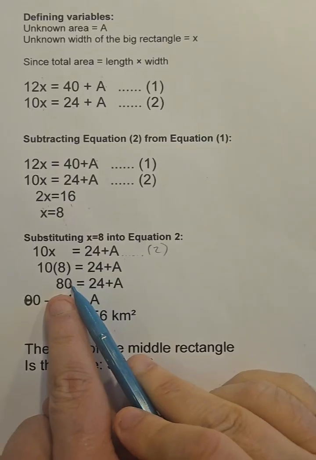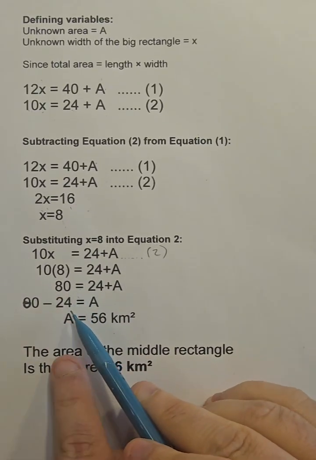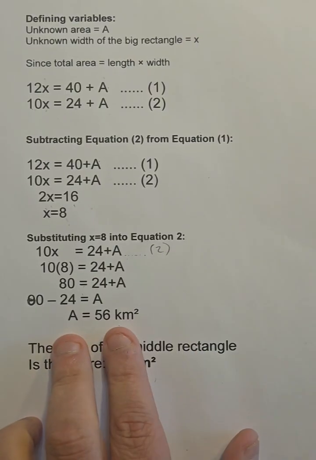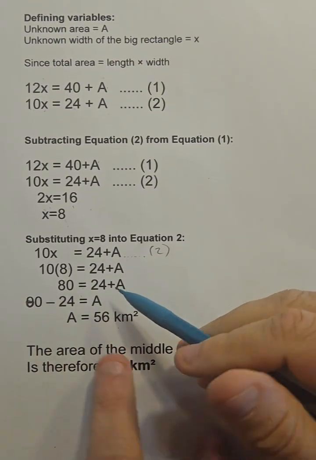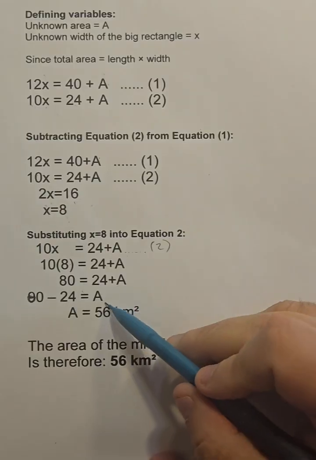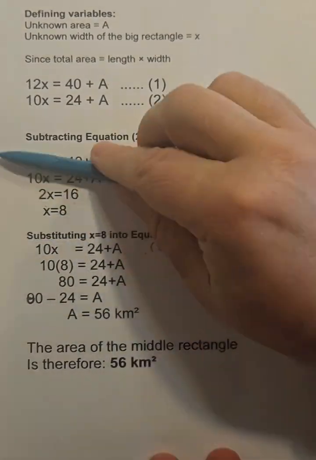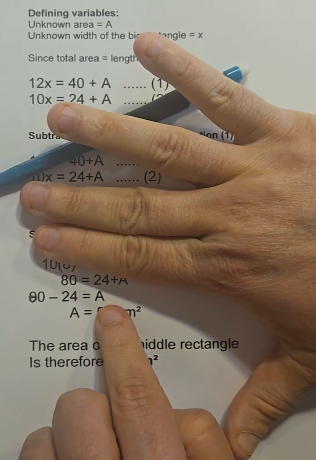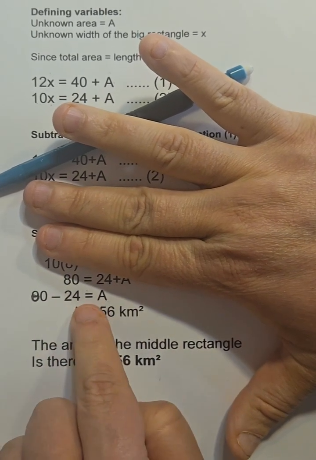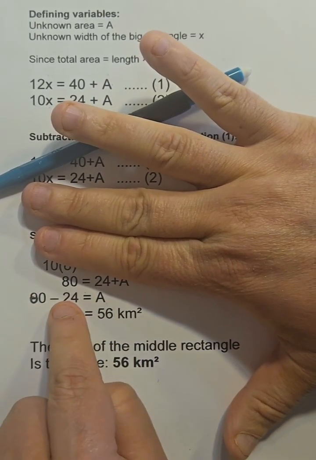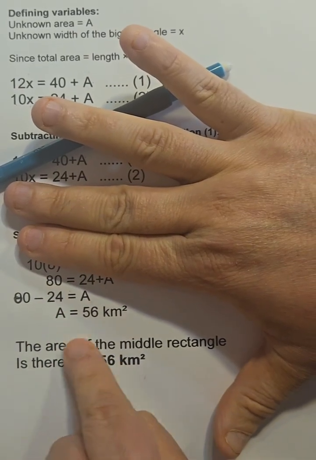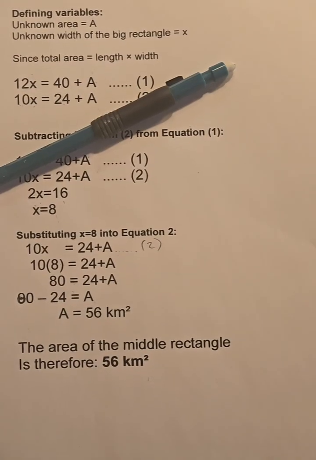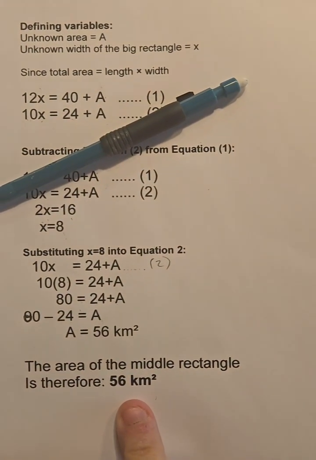And see how I intentionally put the equal signs in line, it makes it easier. So left side going down by 24 gives me 56. I happen to write it on this side. And the right side minus 24 just leaves me with A. If I have 24 plus A, subtract 24, I get A. And there's the 80 minus 24. 80 minus 24 is 56. I just switch sides. So the answer is 56. The area of the middle rectangle is therefore 56 kilometers squared.